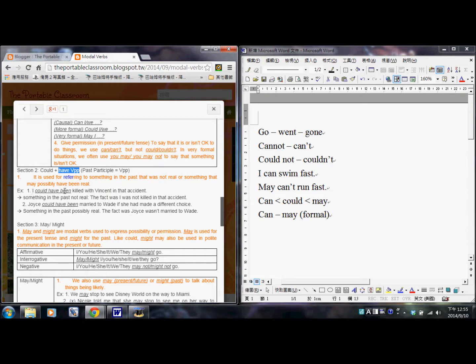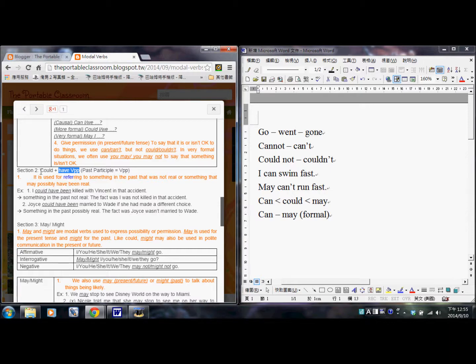Example number 1. I could have been killed with Vincent in that accident. But the fact was, I was not killed in that accident. I was still alive. So I could have been killed. It's possible that I could have been killed. But I didn't. I'm okay. Example number 2. Joyce could have been married to Wed if she had made a different choice. But the fact was, Joyce wasn't married to Wed. She was married to someone else.